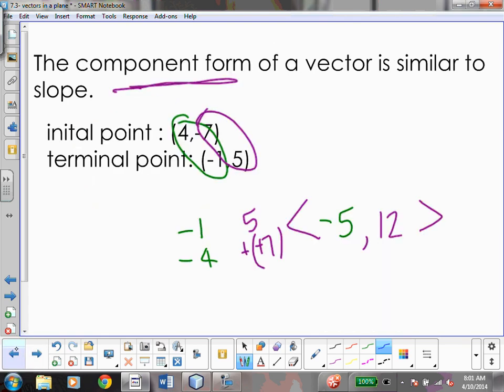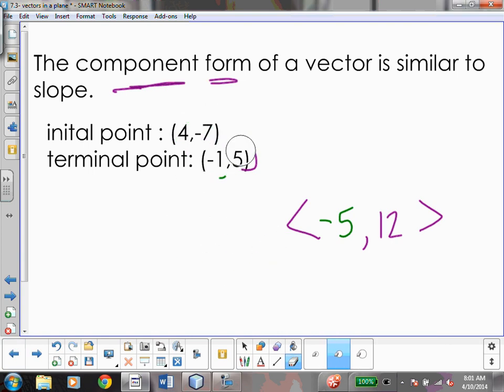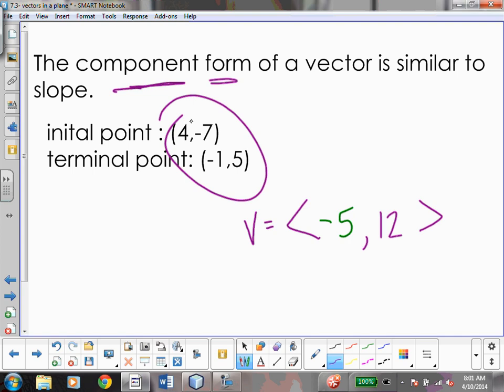So let's go back to our previous example. Let's determine the magnitude of this vector. We could do the distance formula one of two ways. We could use the vector that we found and use the point 0, 0, or we can use our initial point and our terminal point. I like to use the vector that we found because I know that I'm just going to use the numbers.